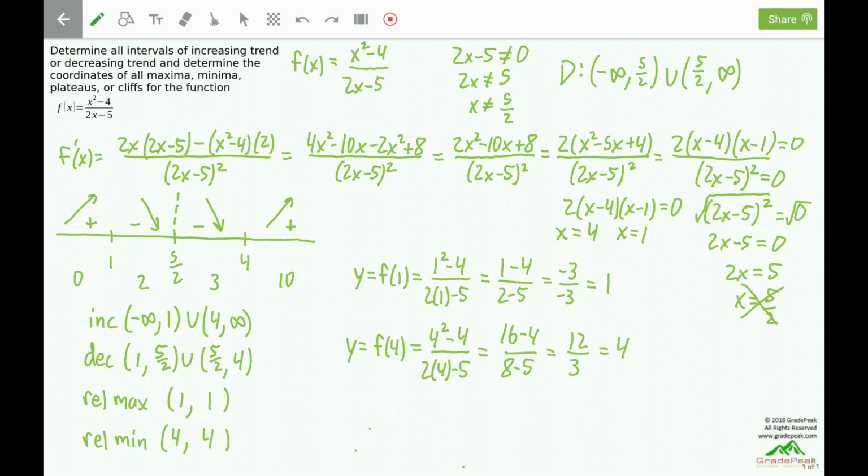The x value of 5/2 is not a critical number. It's a vertical asymptote. This shows the trend around it, but it is actually a vertical asymptote for the graph. So we have 2 intervals of increase, 2 intervals of decrease. We have a relative max at 1, 1, and a relative min at 4, 4.